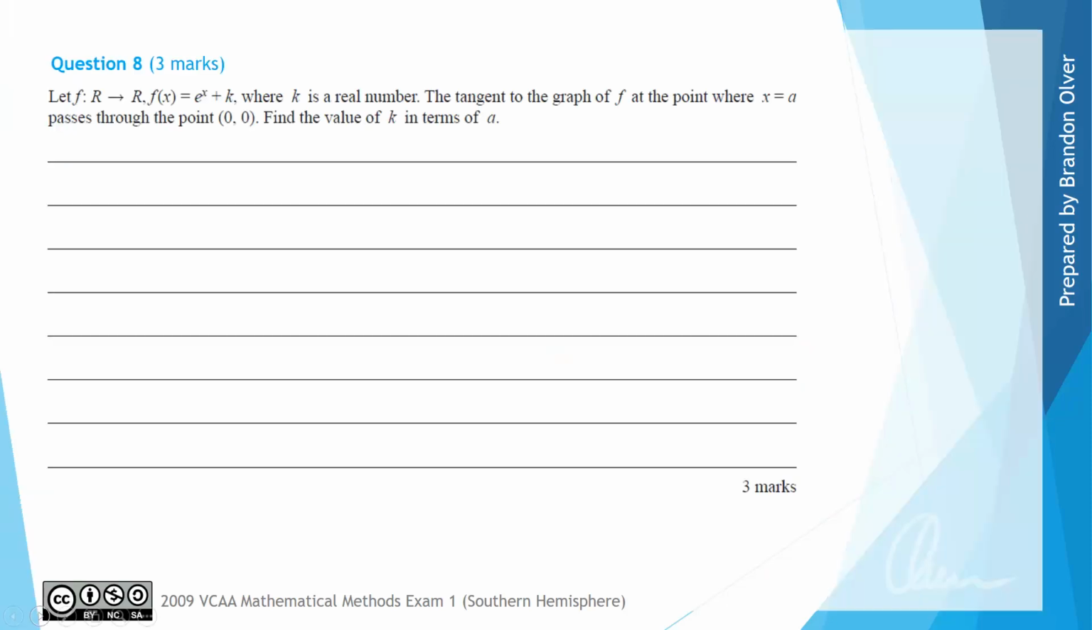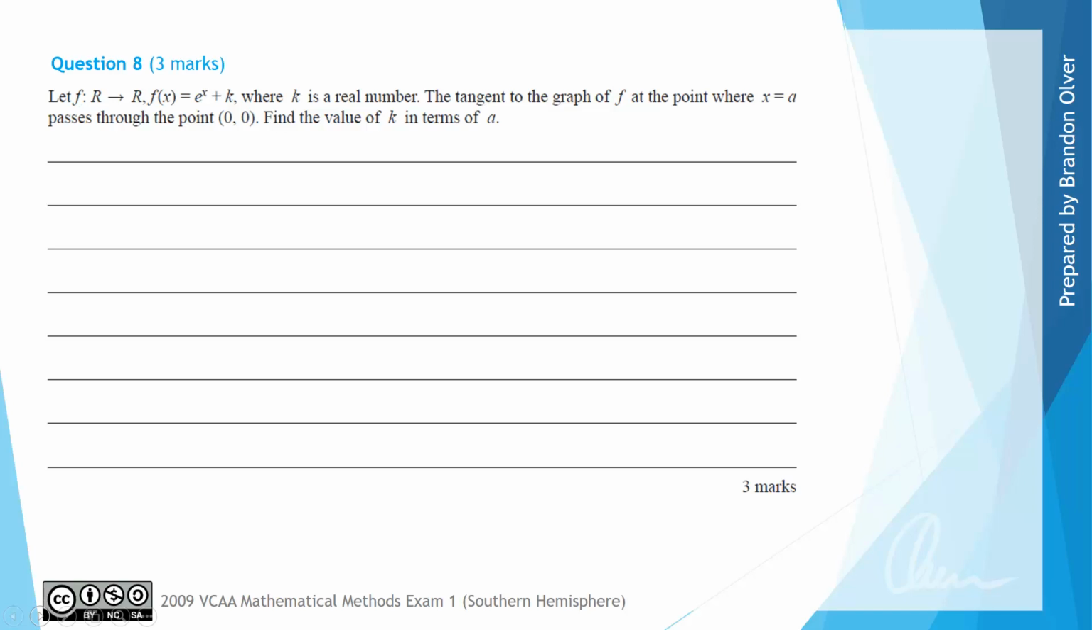So let f be the function e to the power of x plus k with the domain of the real number system, where k is a real number. The tangent to the graph of f at the point where x equals a passes through the point (0, 0). And we're asked to find the value of k in terms of a.